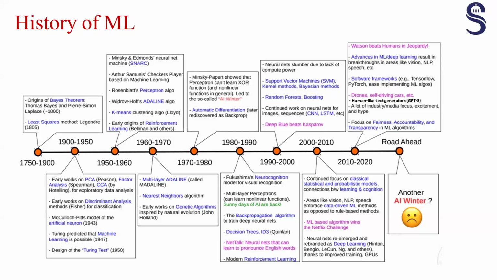To 1950, 1900 to 1950, we have the PCAs, we have the factor analysis, we have the CCA, modeling, and exploratory data analysis. We also had the discriminant analysis at that point of time, right? And we all have used such techniques for prediction, which were already existing.